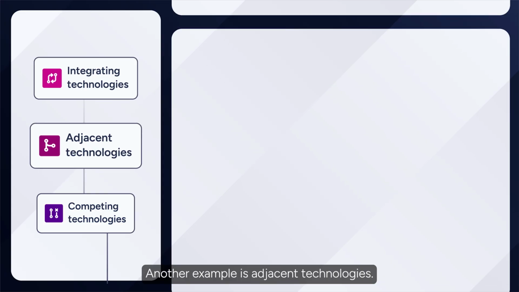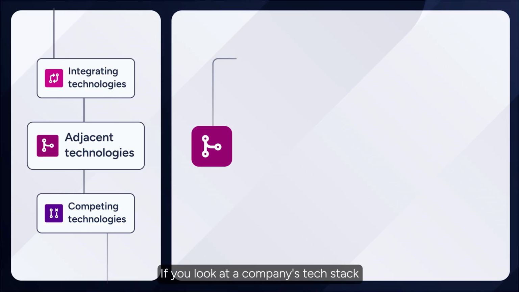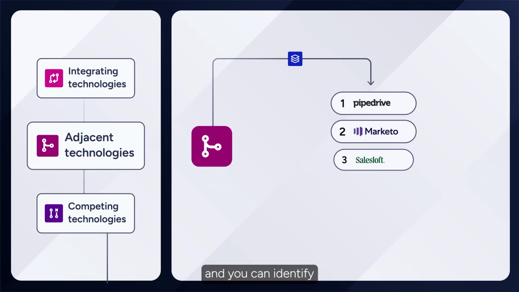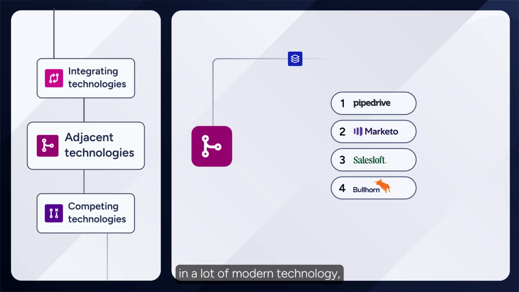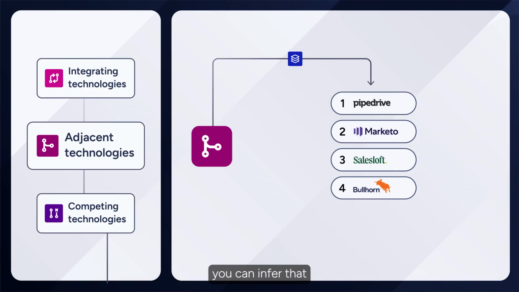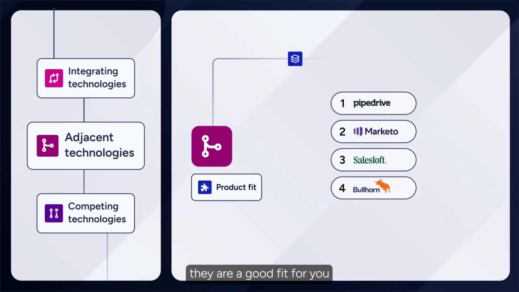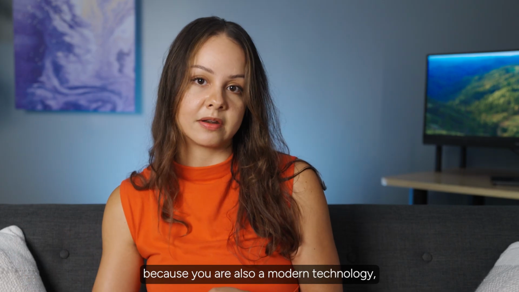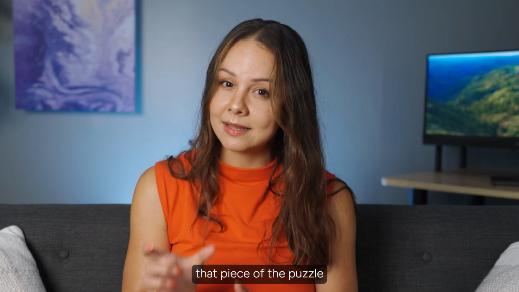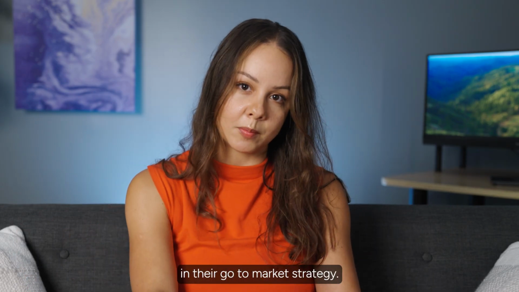Another example is adjacent technologies. If you look at a company's tech stack and you can identify that that company invests in a lot of modern technology, you can infer that they are a good fit for you because you are also a modern technology and they might be missing that piece of the puzzle in their go-to-market strategy.